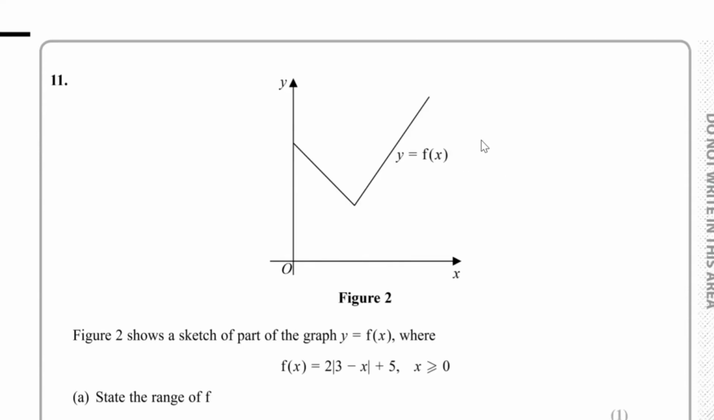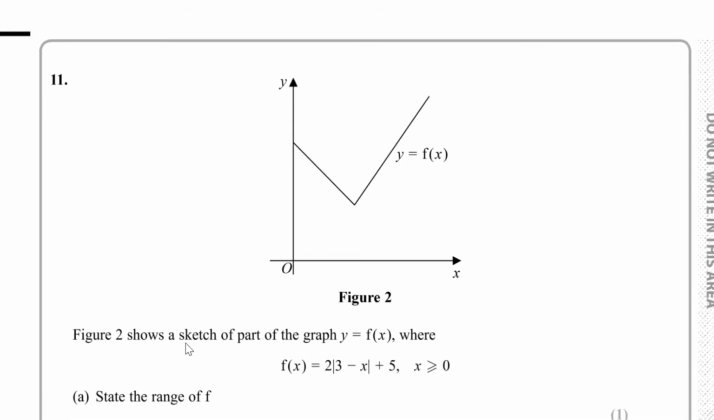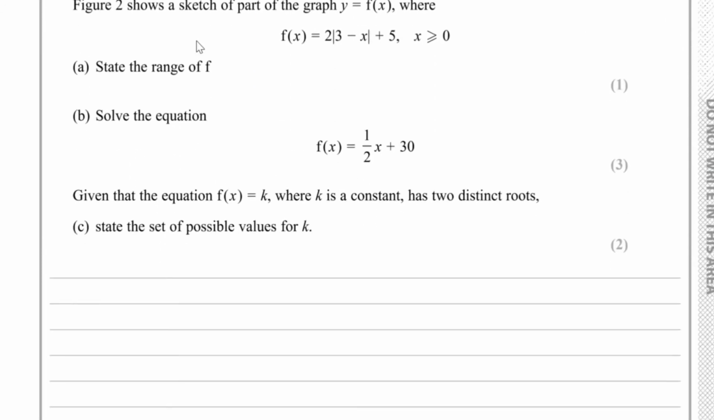Question number 11. We've got figure 2, which shows a sketch of part of the graph y equals f of x, where f of x is equal to 2 lots of the mod of 3 minus x, plus 5, where x is greater or equal to 0. And for part A, we have to state the range of f. Well, the minimum point over here will correspond to the value of 5. And that's just the vertex. So for part A, f of x is greater or equal to 5.